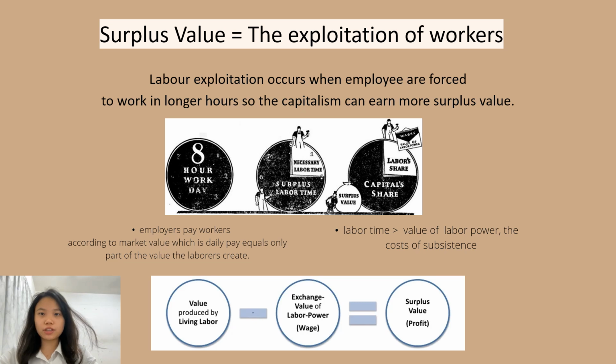Labor exploitation occurs when employees are forced to work longer hours, so capitalists can earn more surplus value. Employers pay workers according to market value, which is daily pay equal to only part of the value of the labor created. Labor time is more than the value of labor power and the cost of subsistence. The value produced by living labor minus the exchange value of labor power, which is the wage, equals surplus value, which is profit gained by employers.